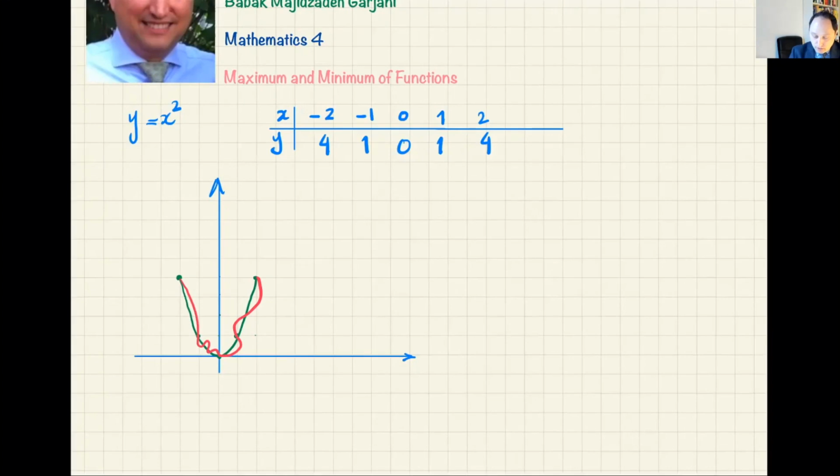Of course, you might say that, okay, if I want to show that the graph is not this, I can choose another point between 0 and 1, for example, say 1/2, and then when I calculate it is 1/4, and then you say that, okay, if you take 1/2 and 1/4, it lies on this green one, not on the red one, so it seems that this is not the case.